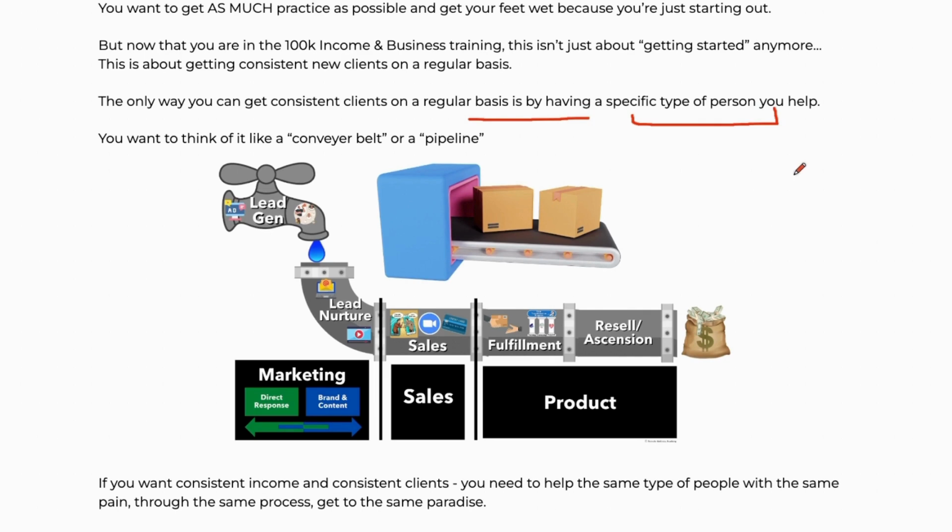Now, the question is, why is that the case, right? Coach Yassine, okay, I understand what you're saying. You're saying a bunch of words. Why is that the case? The reason is that you want to think of this like a conveyor belt or a pipeline, okay? You've got lead gen, lead nurture, sales, fulfillment, resale, and ascension, right?